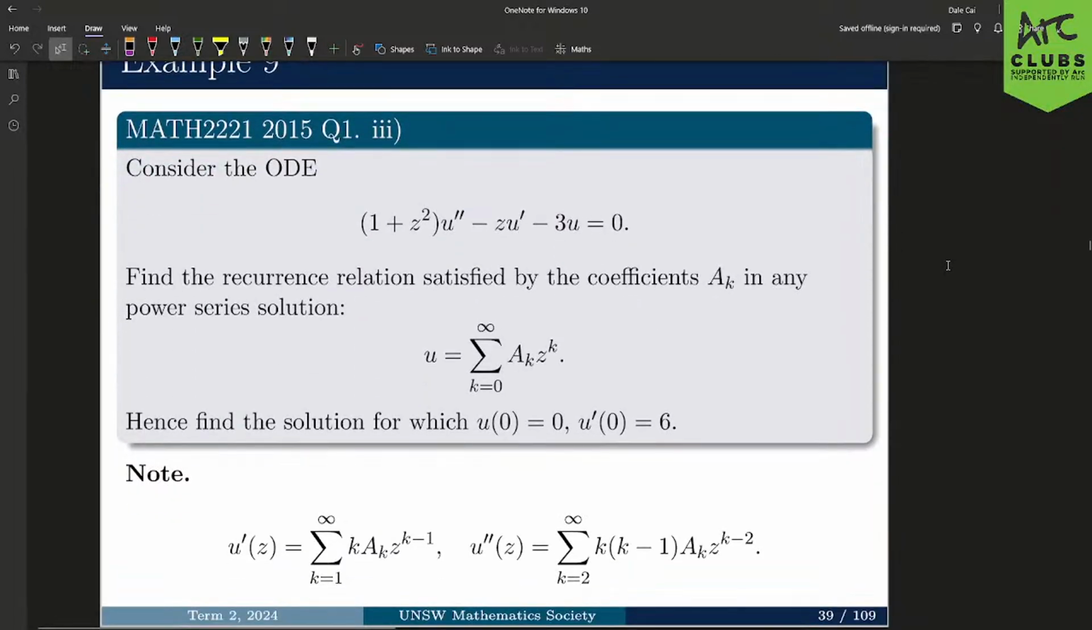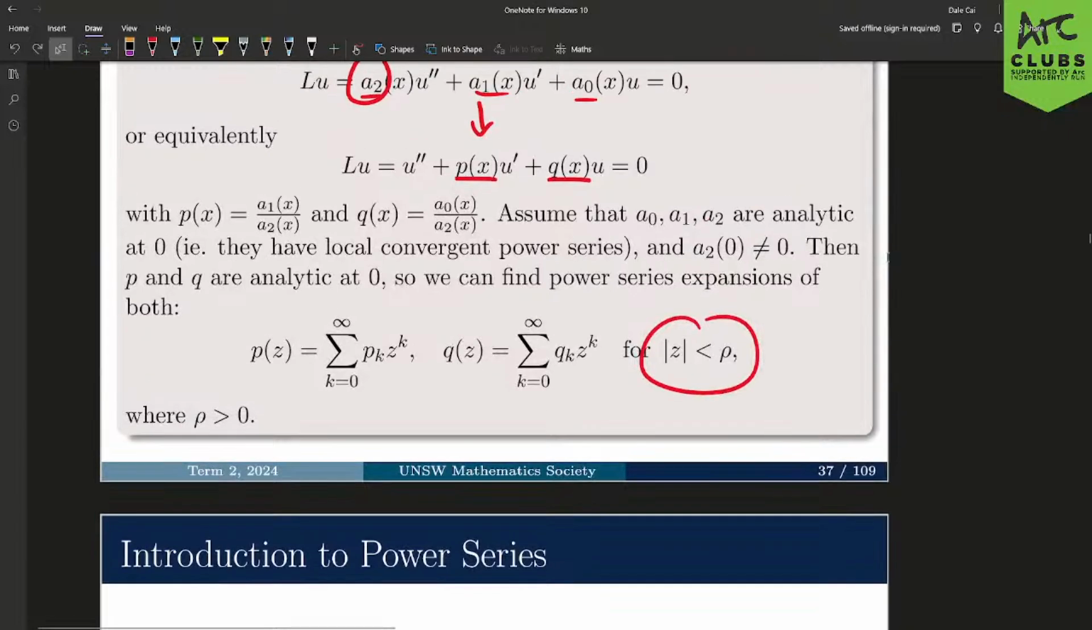So here's an example. We want to find the solution to this, for which u of 0 is 0 and u dash of 0 is 6, so this is an initial value problem. We could rewrite this as u double dash minus z over something, but it actually doesn't matter if you want to rewrite it like this or not. All that matters is that the leading coefficient is just not 0.